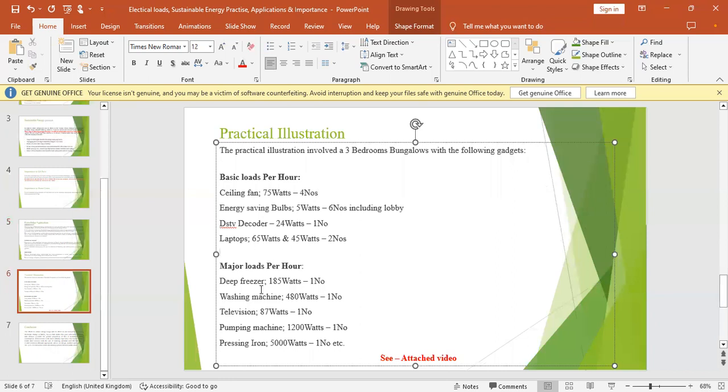Laptop. The major loads: a deep freezer, 185 watts. Washing machine, 480 watts. Television, 87 watts. Pumping machine, 1,200 watts.